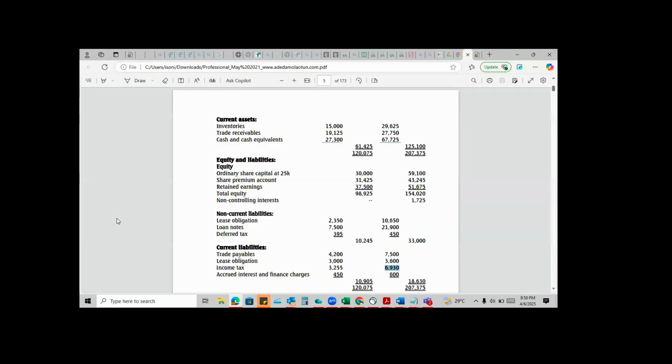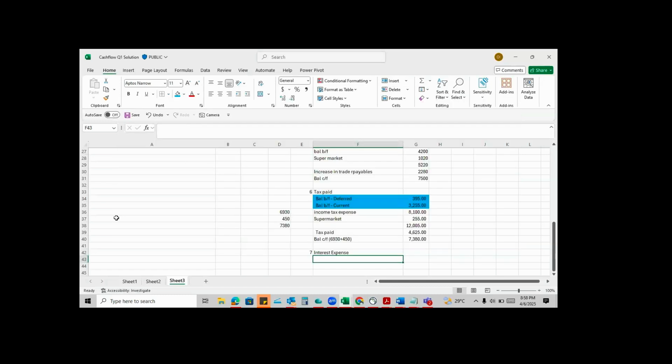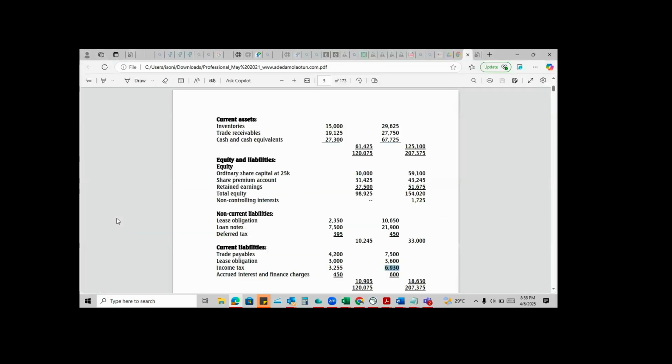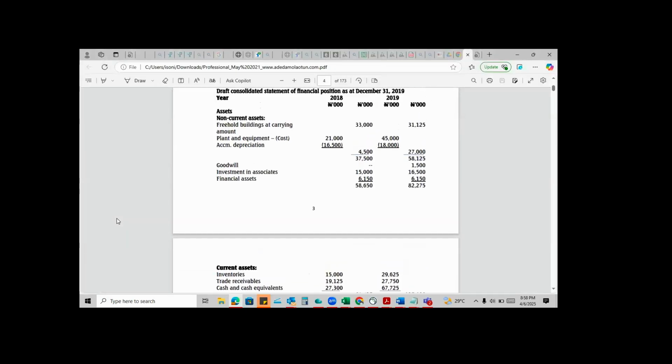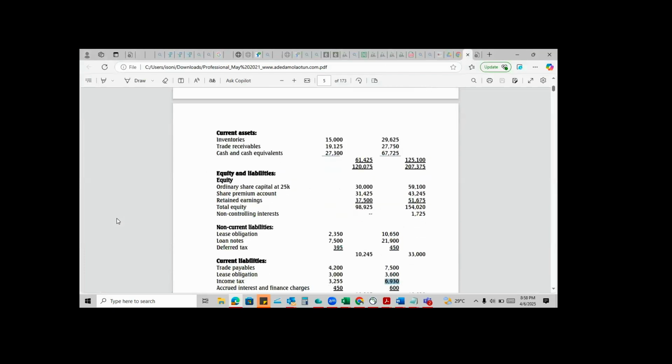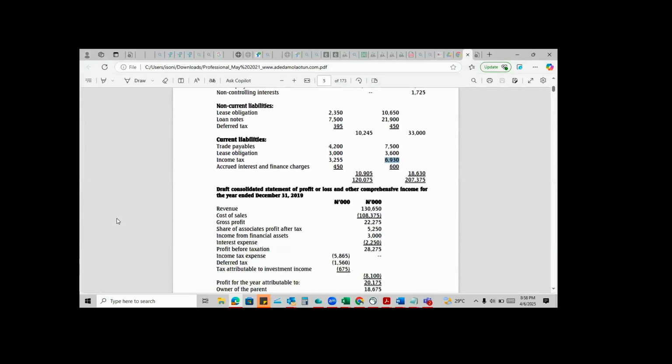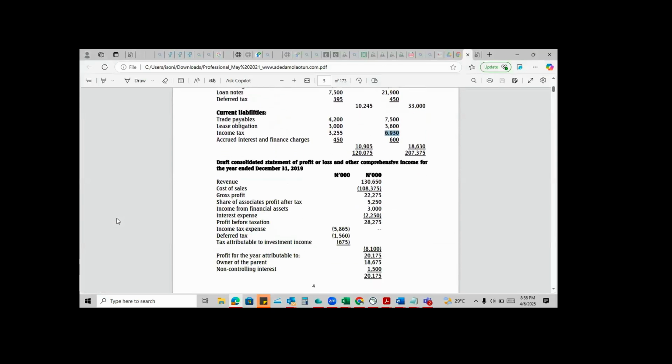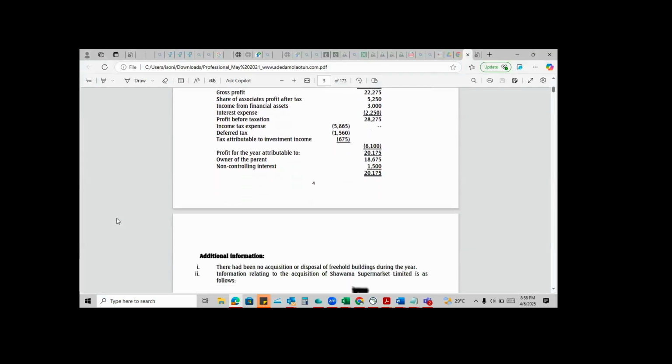Let's look at the current liabilities we have. Interest expense, balance brought forward. Our liability is 450. All right. Now, our POL. Our POL gave us an interest expense of how much? Our POL said interest expense is 2,250. Okay. But now let's come down here.